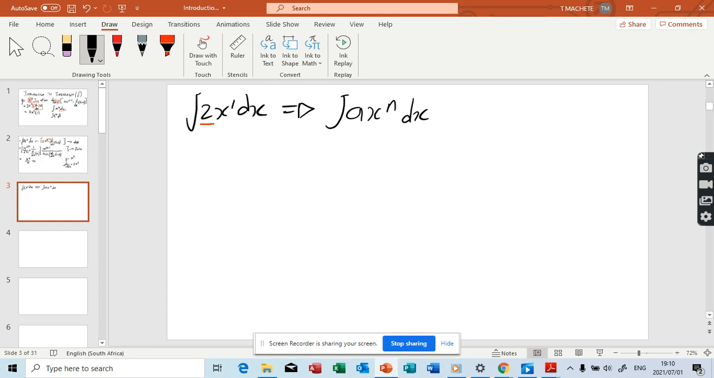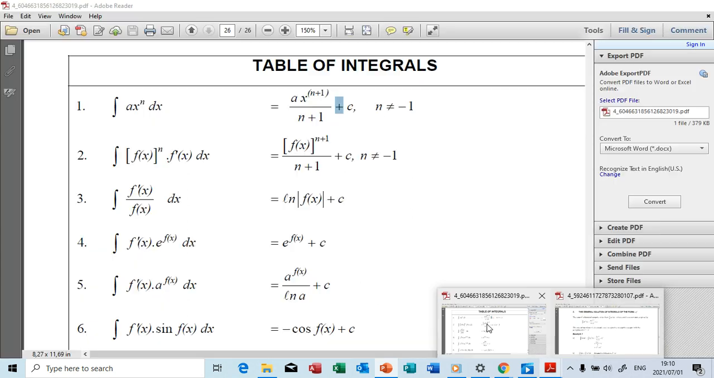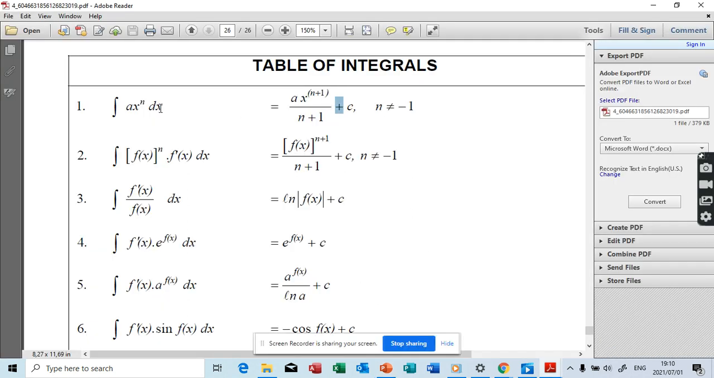Then let's go to the formula sheet. They told you that this thing is the same as ax to the power n plus 1 over n plus 1. Do you guys see that plus c? They put plus c there. Do you guys get it? Does it make sense, guys?